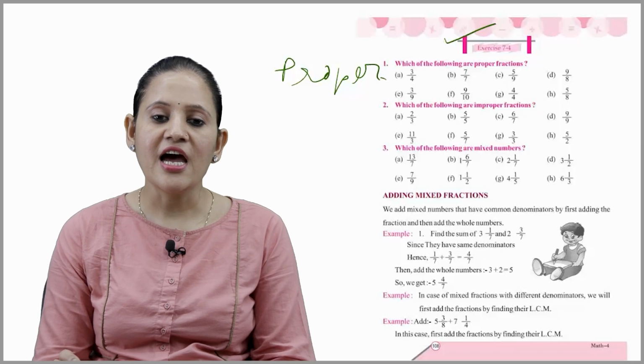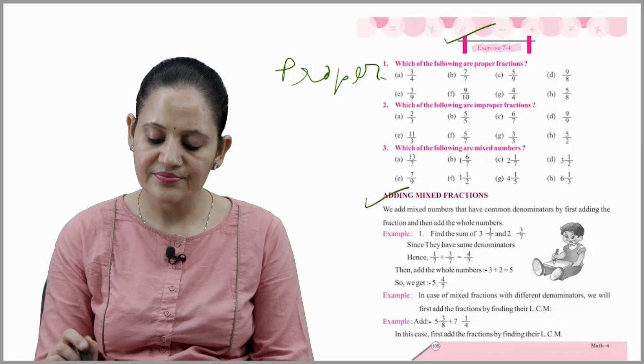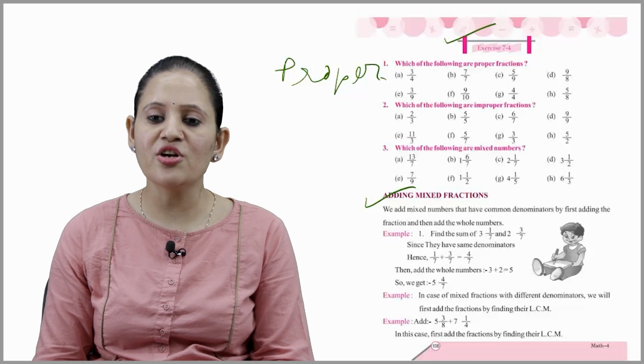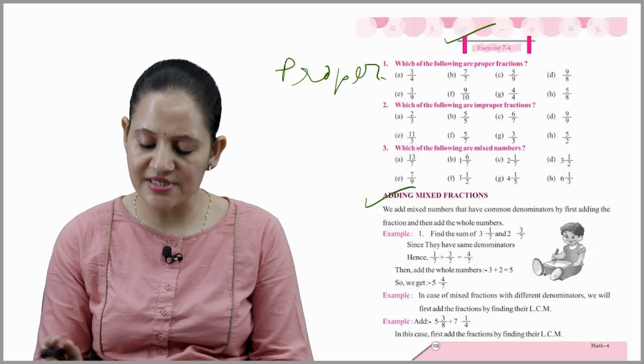Next is adding mixed fractions. We add mixed numbers that have a common denominator by first adding the fractions and then adding the whole number. Let's understand with an example.